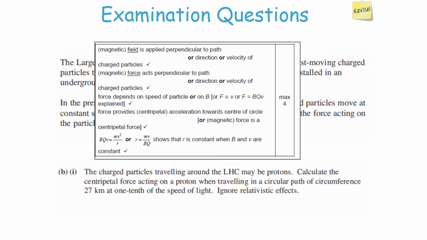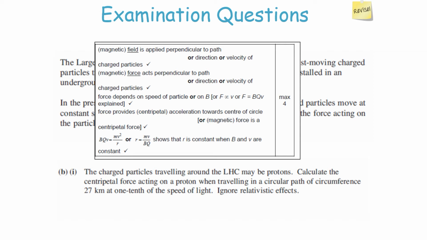So we know that the charged particles have a magnetic force acting perpendicular to the path, so it acts as a centripetal force. So it provides a centripetal acceleration towards the centre of the circle. It links back into those topics we covered in paper 1. Now we know that the magnetic force is BQV. We also know that the centripetal force is mv squared over r. So therefore we can equate the two because the magnetic force is the centripetal force. We can equate them and make r the subject. So r is equal to mv over BQ.